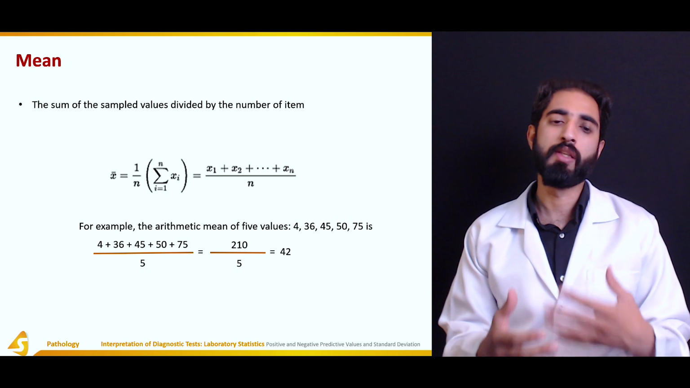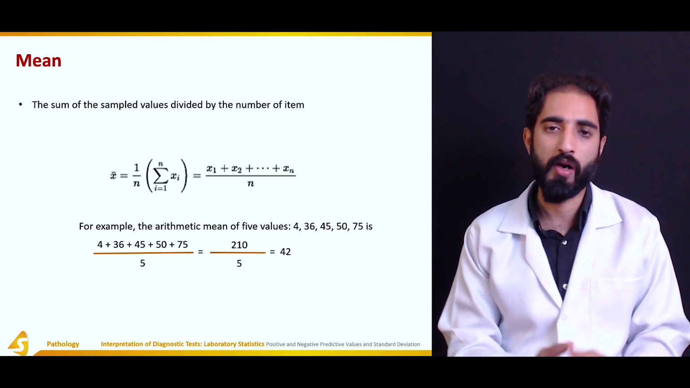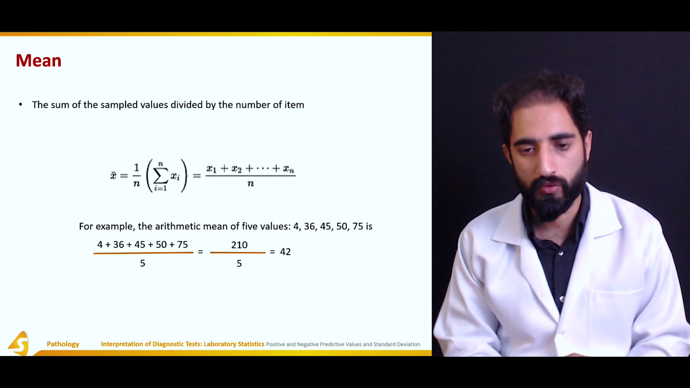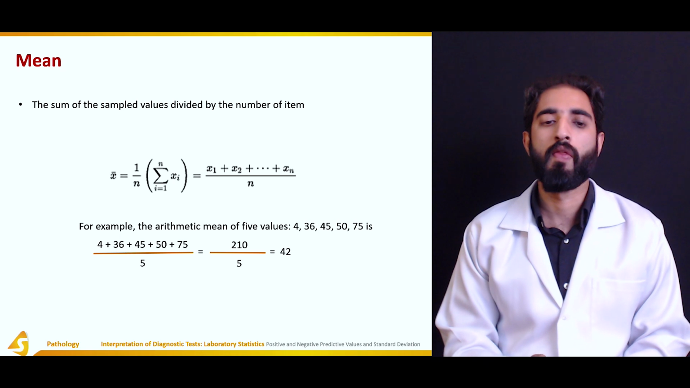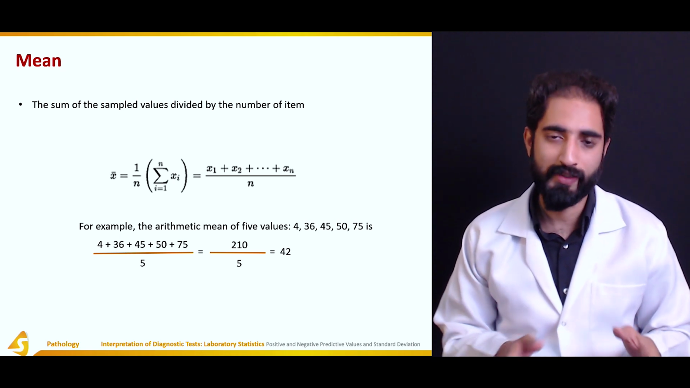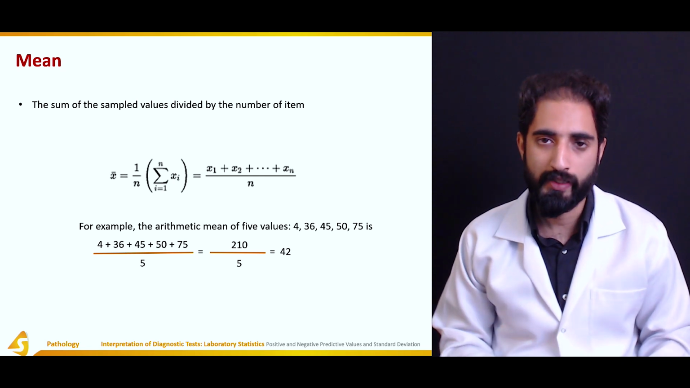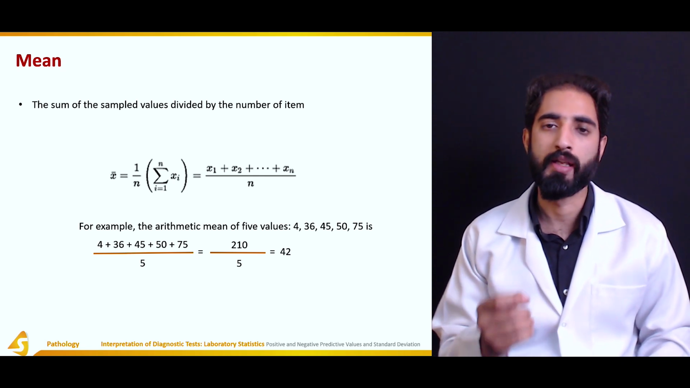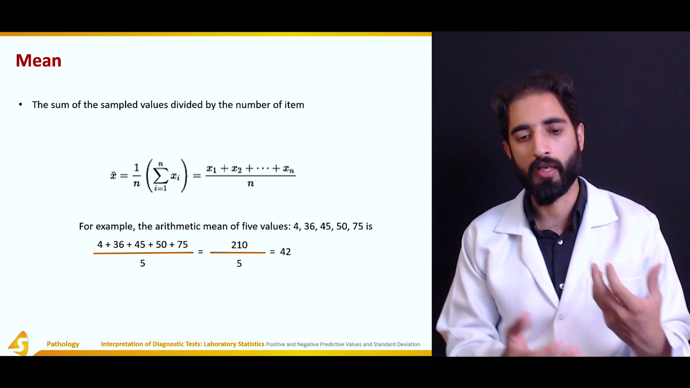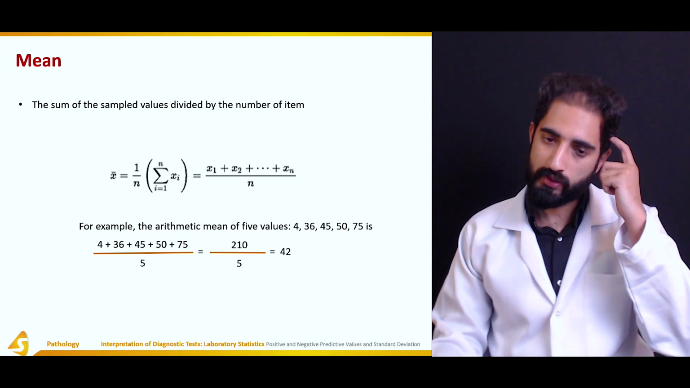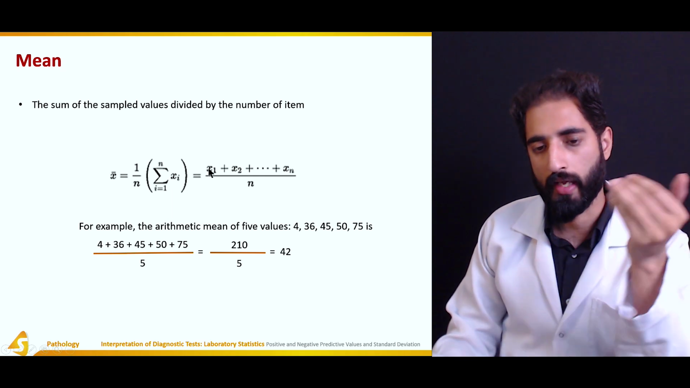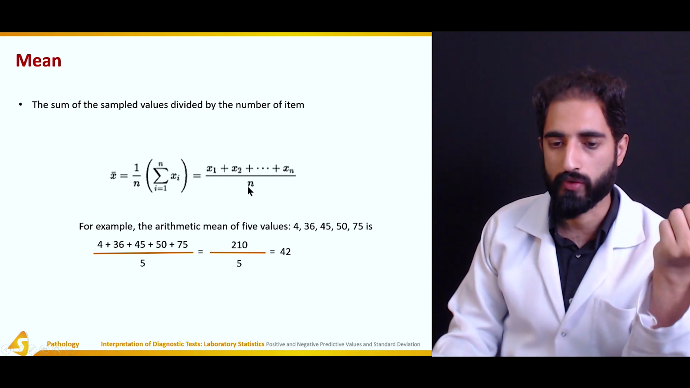Mean is the sum of all the values divided by the total number of values. So if there are 10 different values, we write them down, add them, and divide by 10, which is the total number of values, and that gives us the mean value. Here we can see the formula for the mean, in which we add all the values and then divide them by the total number of those values.